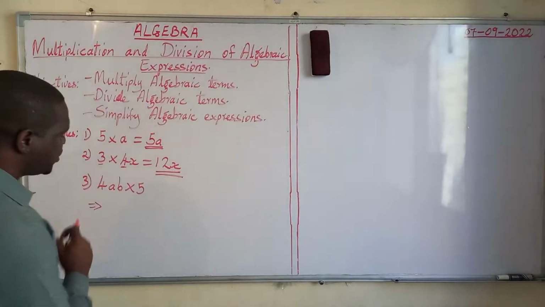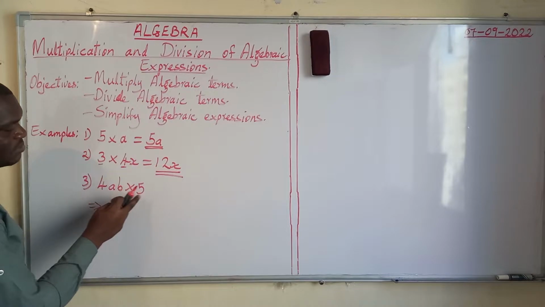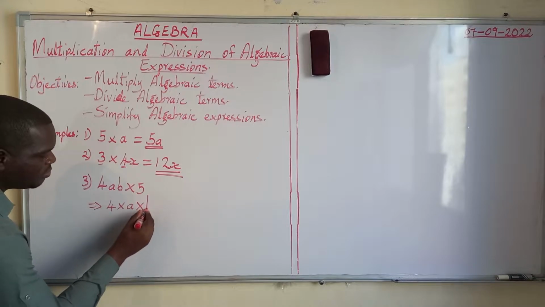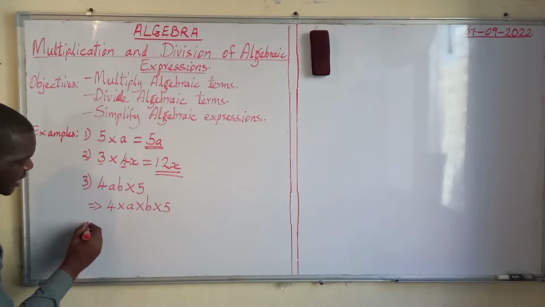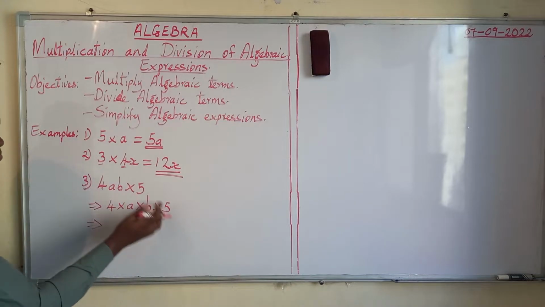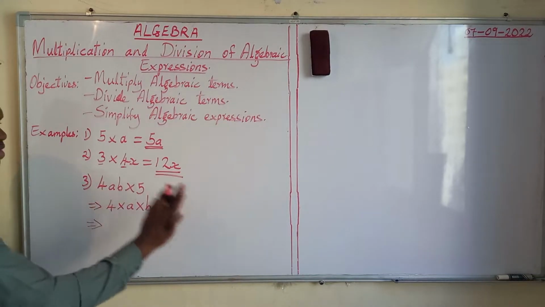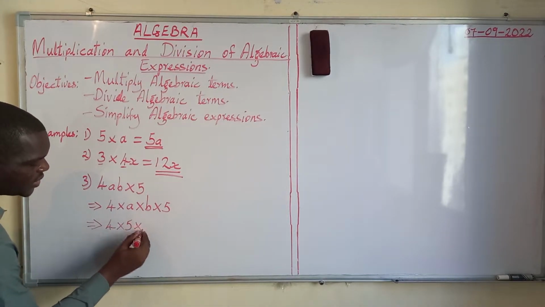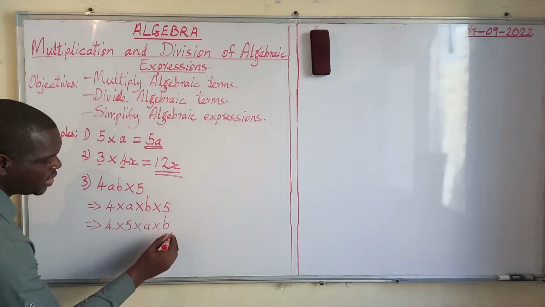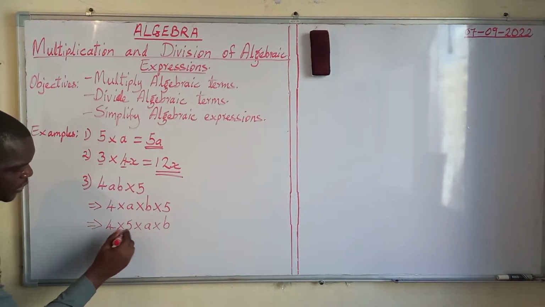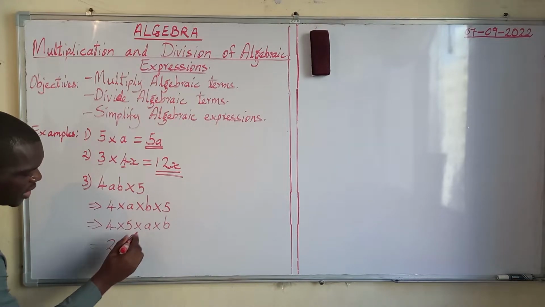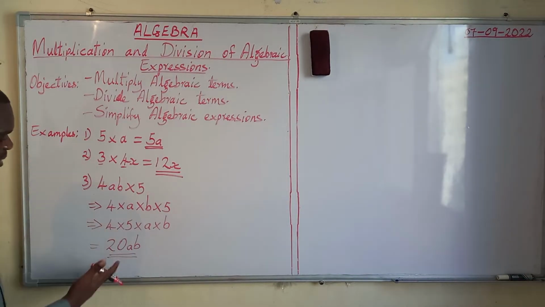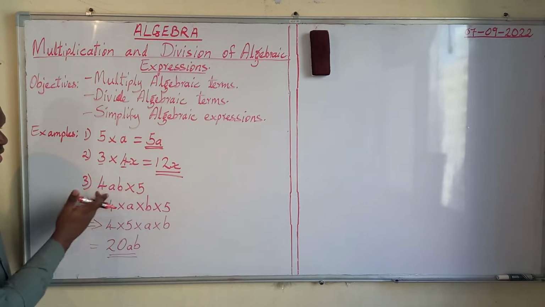Number 3, look at this one carefully. 4ab times 5. This simply means 4 times A times B times 5. And at this level, what we do, we bring the numbers, the like terms together, and take the unknown to the other side. That is 4 times 5 times A times B. And this will be equal to 4 times 5 is 20, and AB follows. So our answer will be 20AB. This is what you do when you have a situation as such.